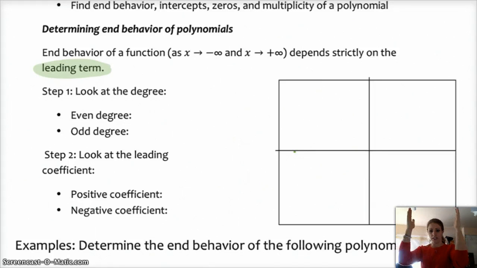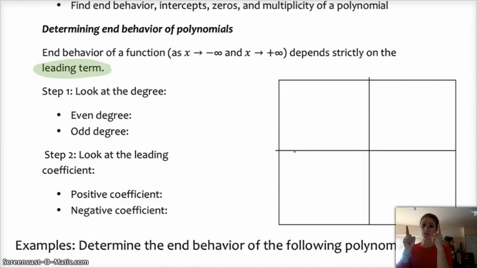So x squared looks like this. And negative x squared looks like this. Okay, so you either have upward facing goalposts or downward facing goalposts. And that's if it's an even degree. You'll have one of those two things. So both ends do the same thing.